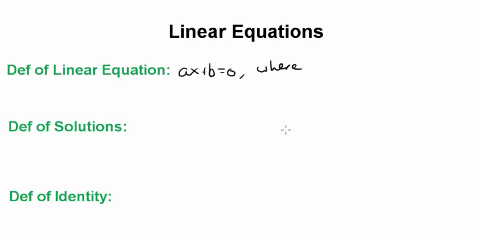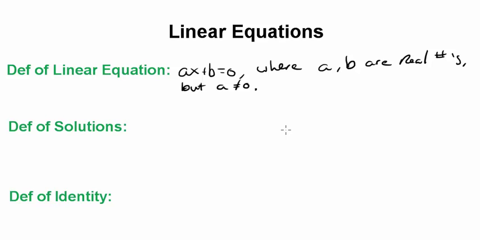where a and b are real numbers, but a cannot be equal to 0. If a was equal to 0, it would no longer be a linear equation. It would just simply be a constant b equal to 0, and we would not have a variable.